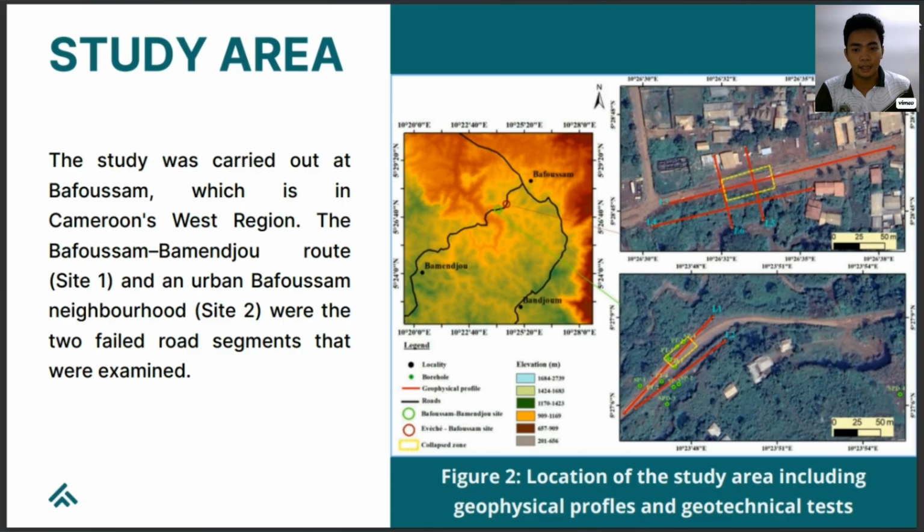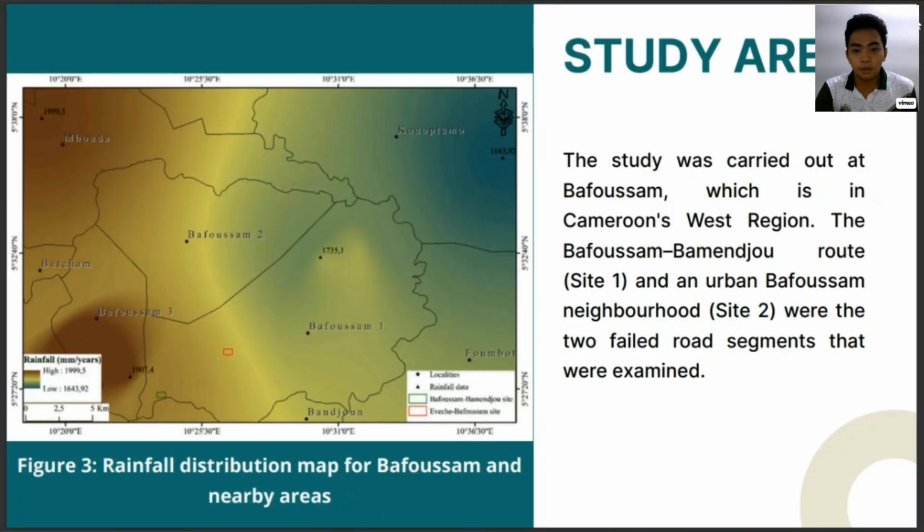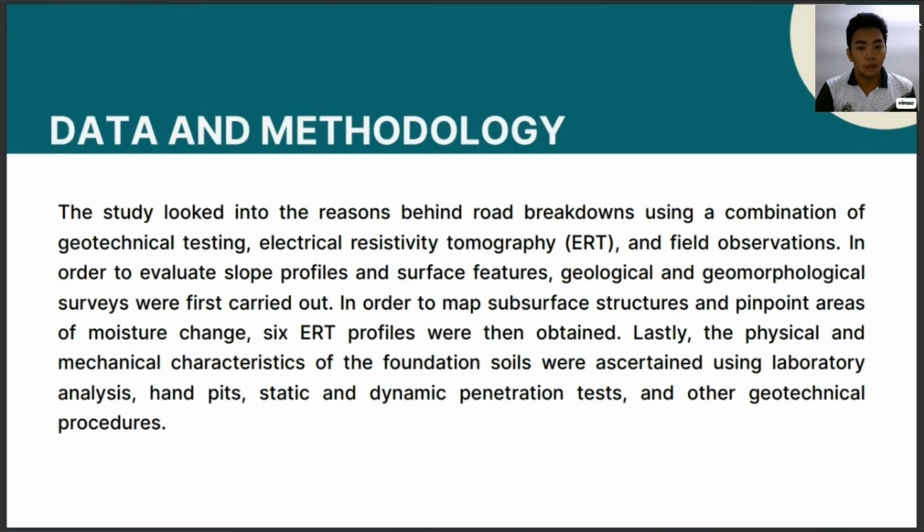And to our next slide, the figure shows the rainfall distribution map for the Bafusam region, indicating high precipitation levels during the rainy season. It illustrates the study area receives average annual rainfall of around 1,871 mm, mostly concentrated between July and October. This helps explain the saturation and weakening of foundation soils during these months. Now, next is the data and methodology.